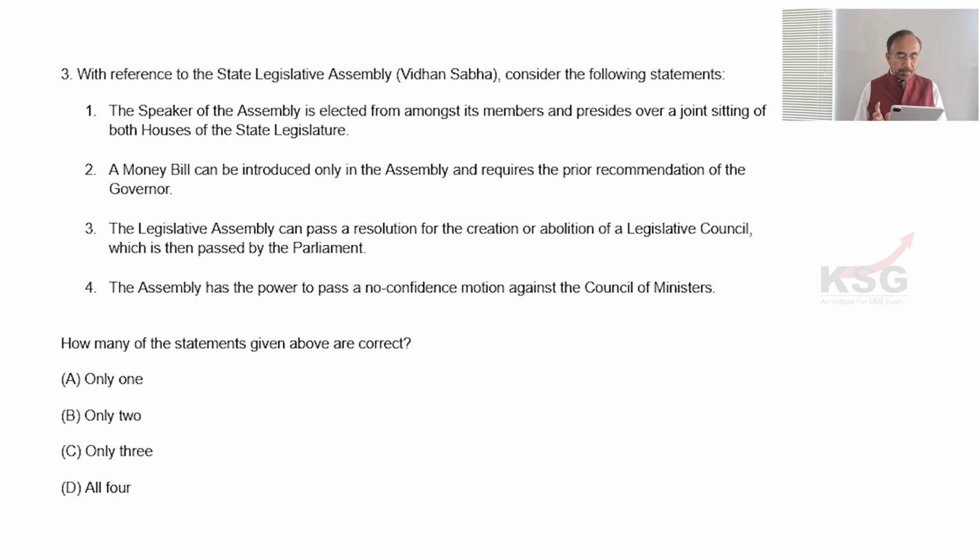I suppose statement one is incorrect. The Speaker of the Assembly does not preside over a joint sitting. Statement two, correct. Statement three, correct. Statement four is also correct. So the answer will be C again. Three are correct statements.